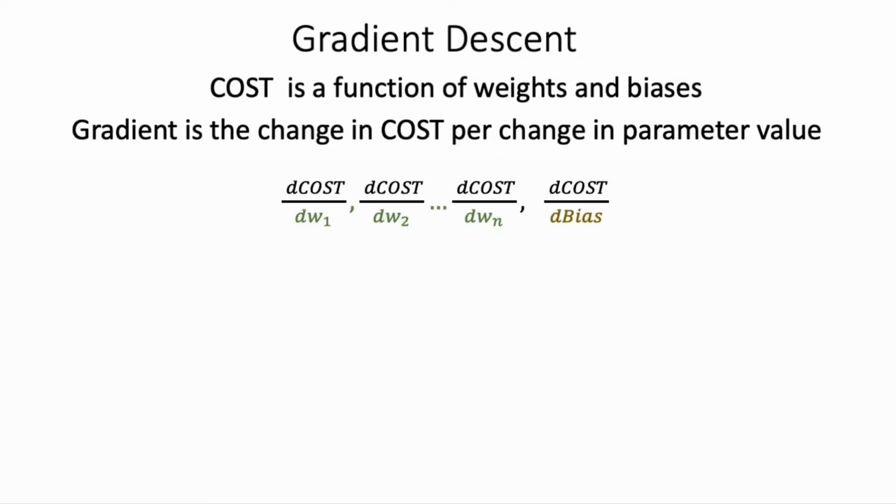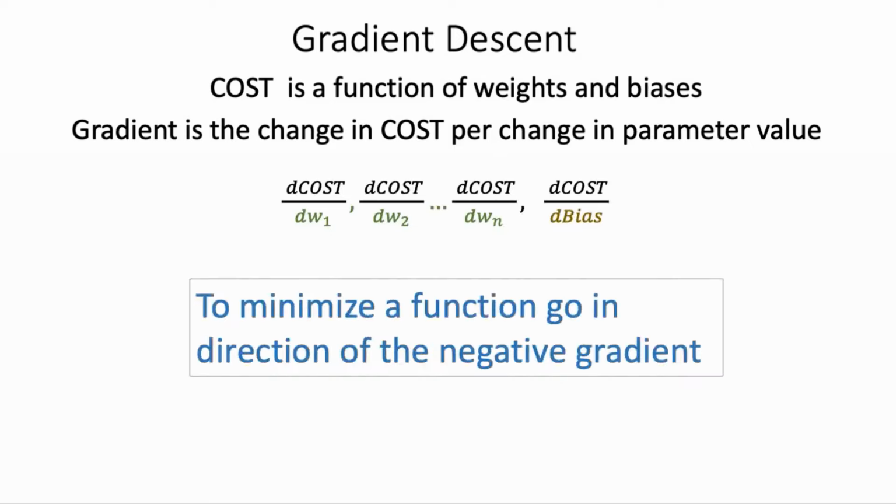So the negative gradient tells us which direction to go to minimize our cost function. And minimizing our cost function minimizes the difference between our model's predicted outputs and the actual outputs we want our model to have. So that's how we can proceed with learning: go in the direction of the negative gradient in order to minimize our cost function.